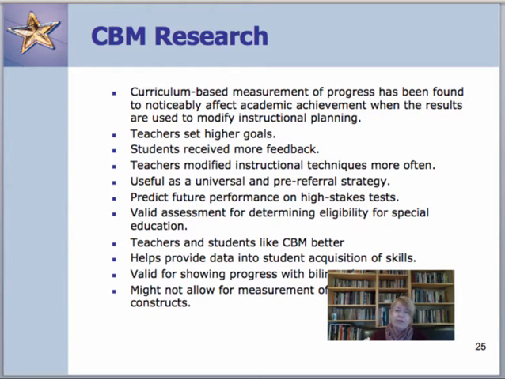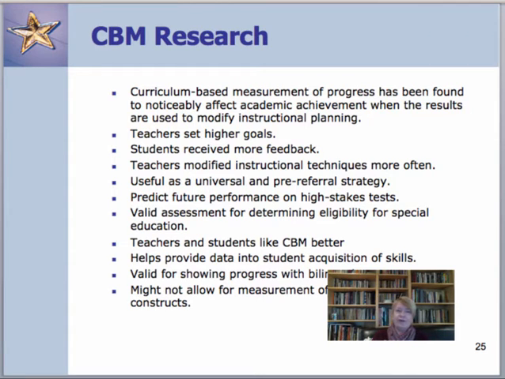What we know is that when teachers use it, they tend to set higher goals for their students because you can see right away that the goal that you've set is either too high or too low. 1 or 2 months into the instructional year, you can already see whether you're going to meet or surpass your goal. And at that point, you can make adjustments.